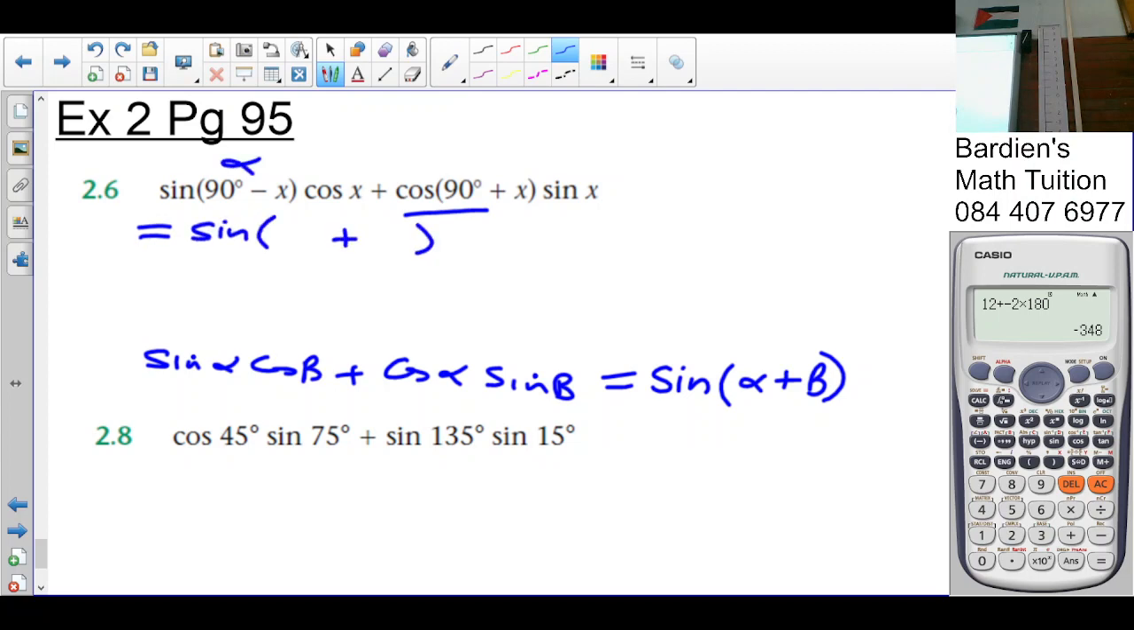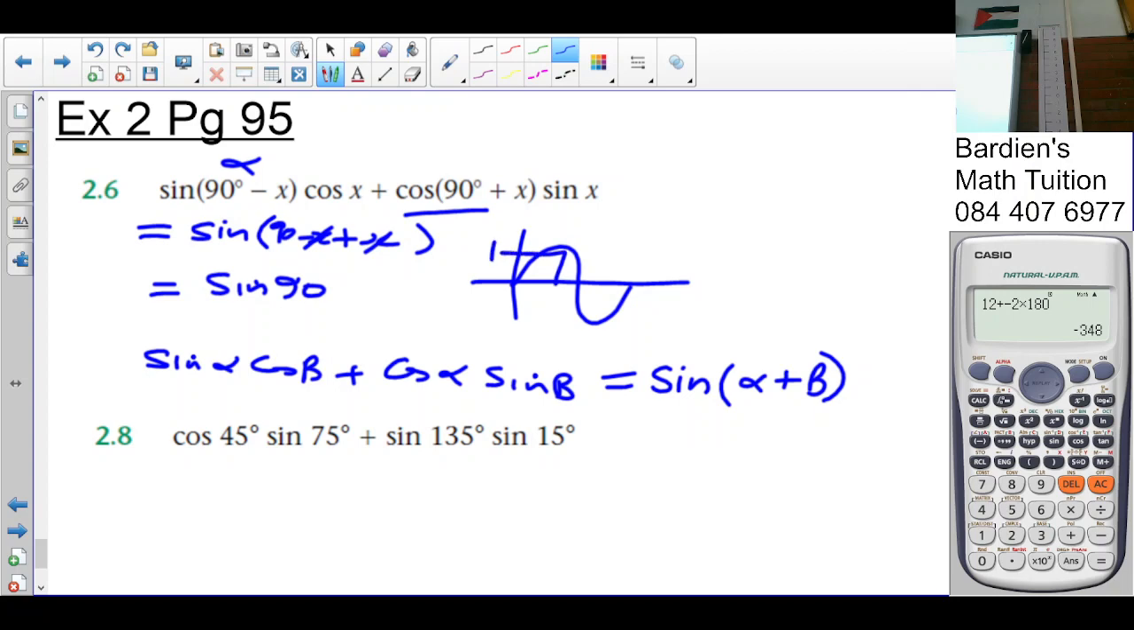So what's my alpha angle here? 90 minus x. What's my beta angle? x. Can you see that? That cancels. So it's going to be sine 90. So if we take sine 90 to the graph, what is sine of 90? 1. The answer is 1.